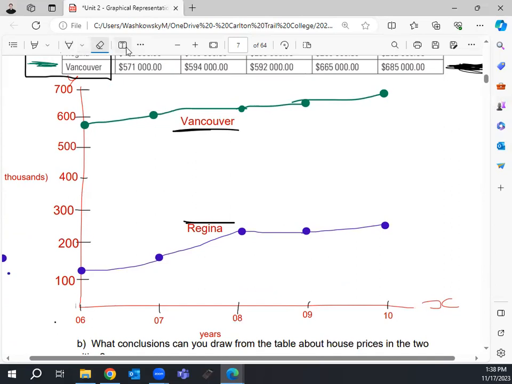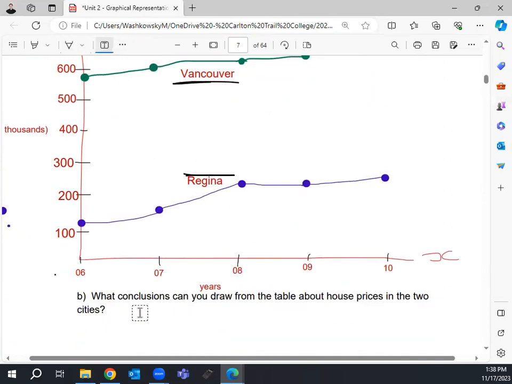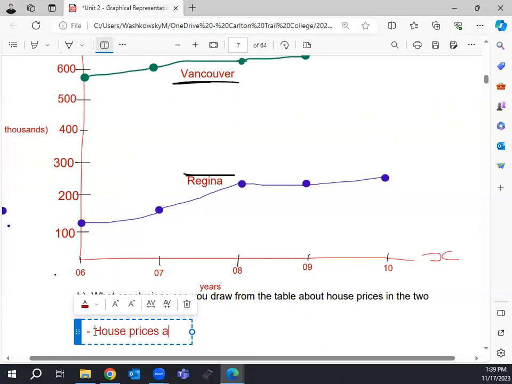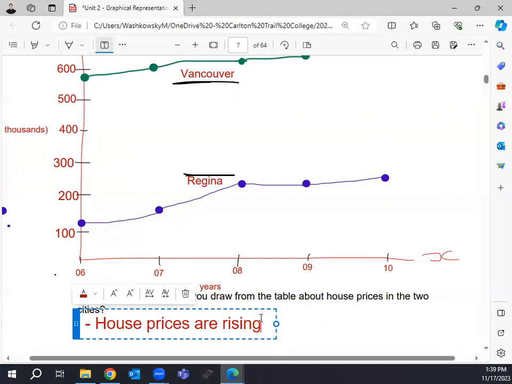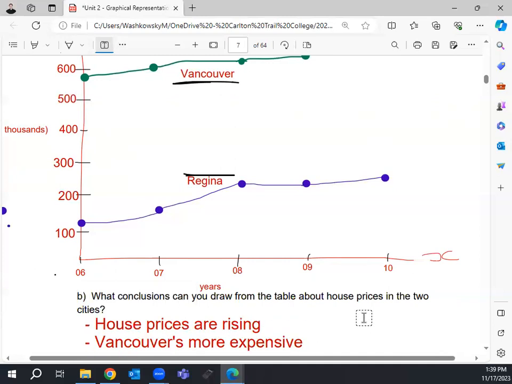But the other thing I just want to make mention of here is, first off, what are some conclusions we can make about this data? House prices are rising. So that's one conclusion. And there should be one more thing we can kind of get from this. Regina's cheaper than Vancouver. Yeah, Vancouver is more expensive. Right? Those would generally be the two conclusions we could make from this, is that over time, the cost of houses is rising, and that Vancouver is a hell of a lot more expensive than Regina.